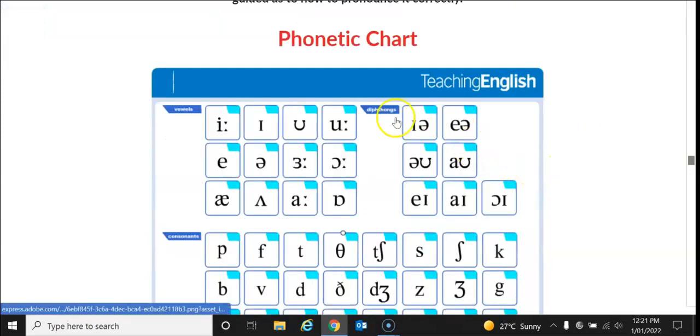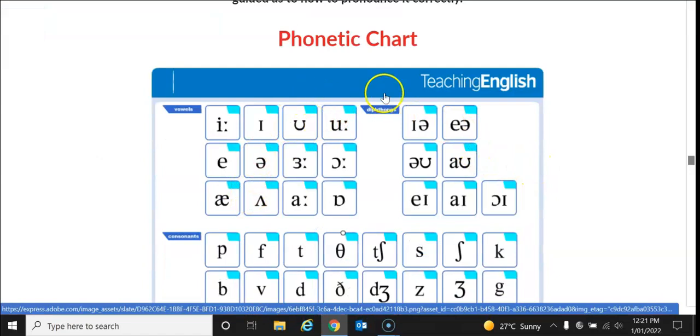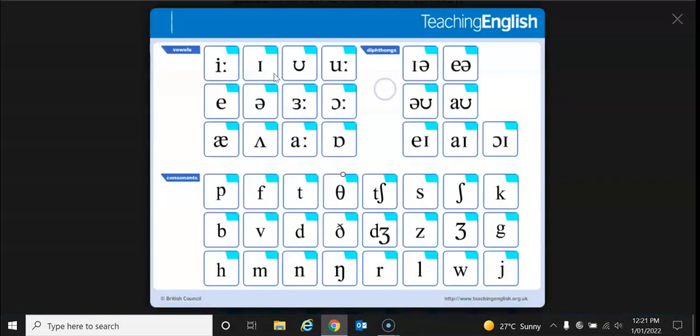Here's another phonetic chart. Again, it's just got the symbols this time, but no example. I'll just go through the sounds one more time just to review them. We've got the vowels here.